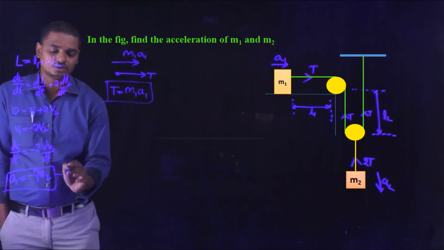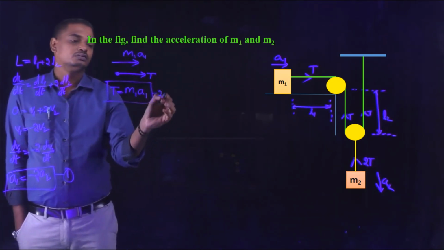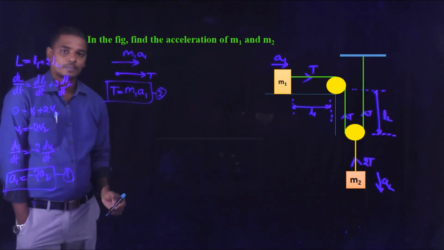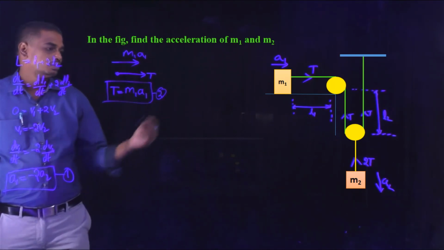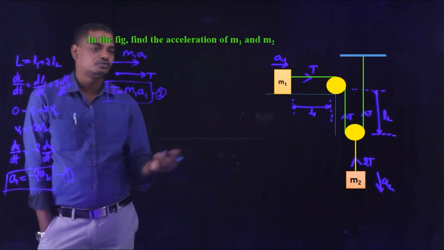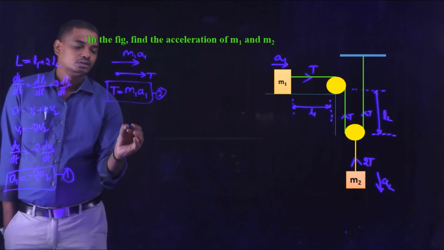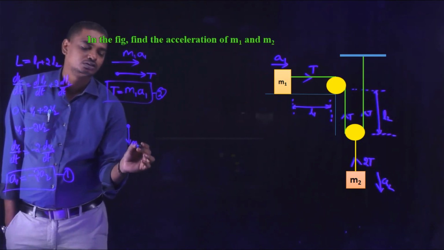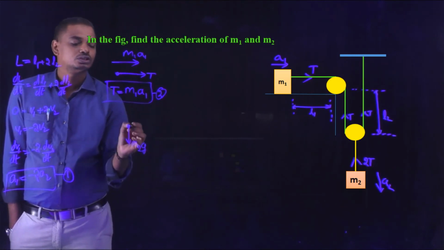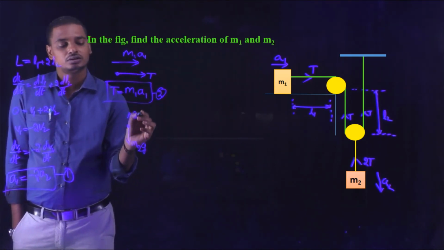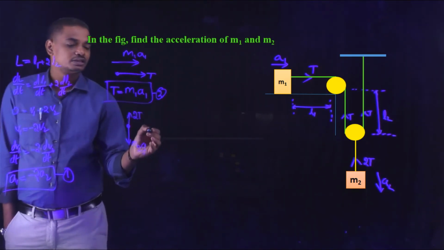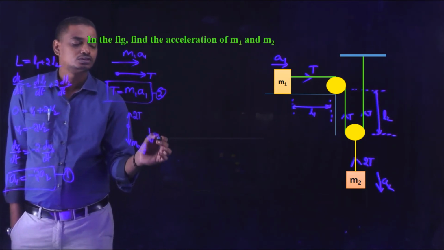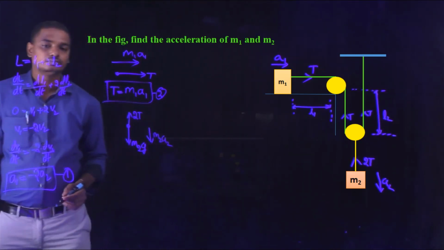Let it be equation 1 and let it be equation number 2. Now if you write the free body diagram for the second case, the weight of the body acts vertically downwards, which is equal to m2g, and there is a tension 2T. There is a net resultant force vertically downwards, that is m2a2.